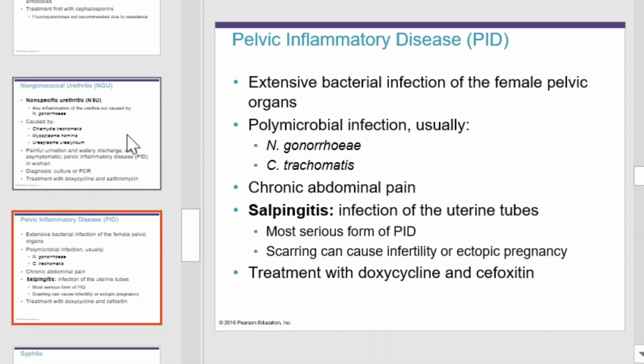Pelvic inflammatory disease. Pelvic inflammatory disease is an extensive bacterial infection of the female pelvic organs. Polymicrobial infections usually involve gonorrhea or trachomatis. This causes chronic abdominal pain. Salpingitis, which is an infection of the uterine tubes, is also common with pelvic inflammatory disease in its most serious forms. It can lead to scarring and can cause infertility or ectopic pregnancies. It can be treated with doxycycline.